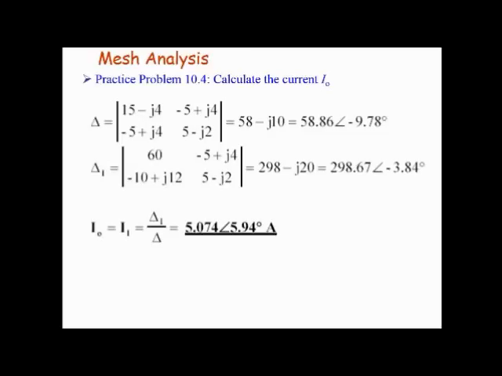Now similarly I1 we can get by solving this in determinant form. So I1 equals delta 1 by this delta. So I0 equals 5.074 and the angle is given as 5.94. Again, this is in the frequency domain; if required, you have to convert it into the time domain. The magnitude will be the same, you just need to be concerned about the phase difference.